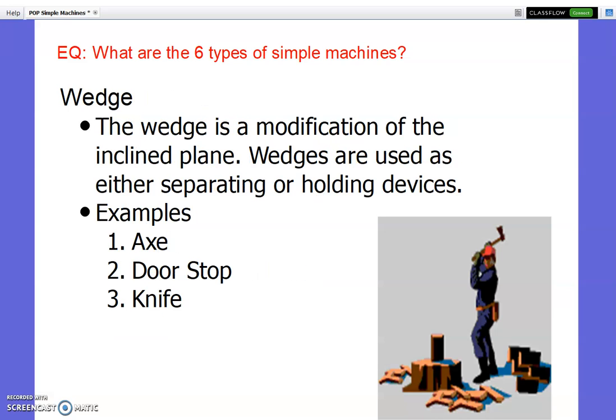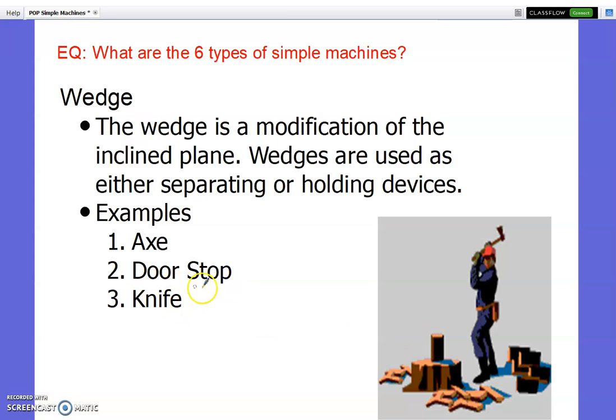Next is a wedge. Now a wedge looks just like an inclined plane, but the difference is wedges are mobile. They are going to be moved. They are usually used for separating objects or for holding objects together. So to separate would be like the axe or the knife. They cut. So a wedge is something that can be moved, and it's used to cut something.